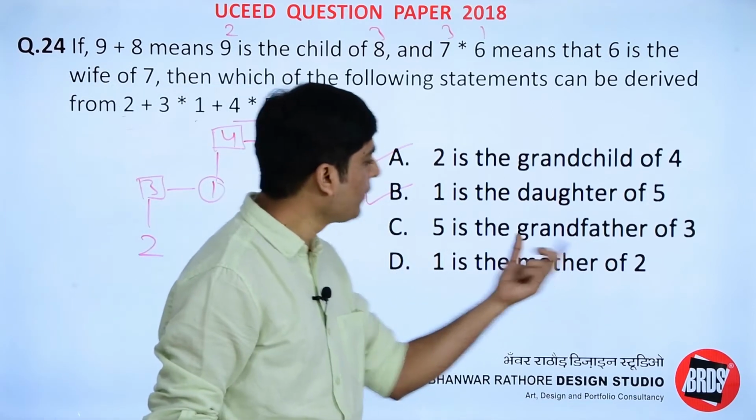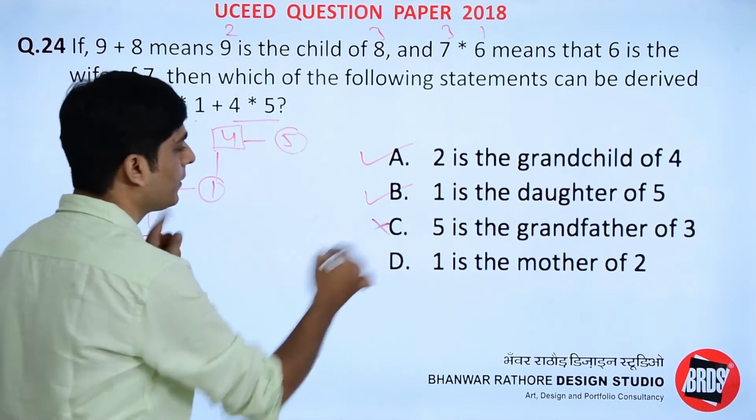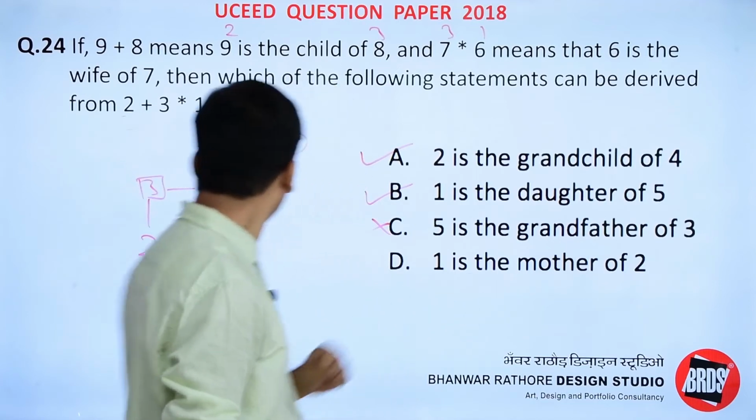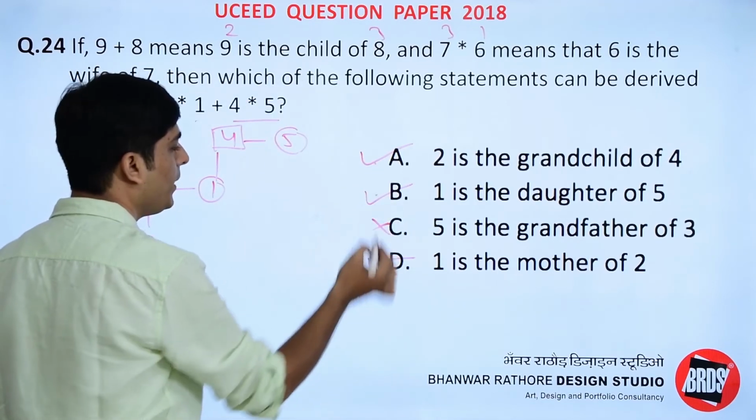5 is the grandfather of 3. Incorrect. 1 is the mother of 2. We know the gender. So that is also correct. So the answer would be A, B and D.